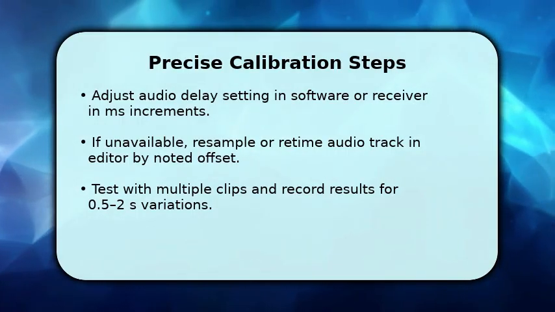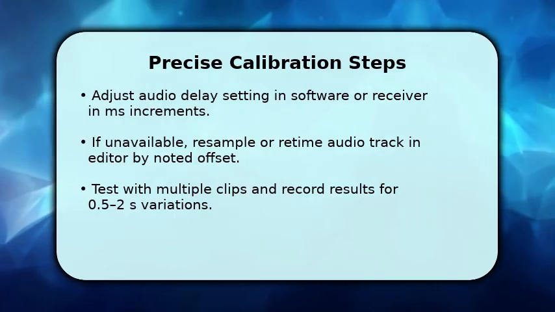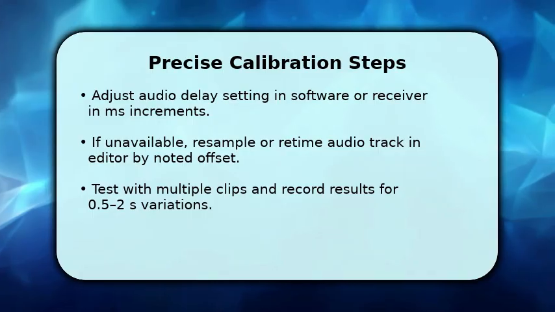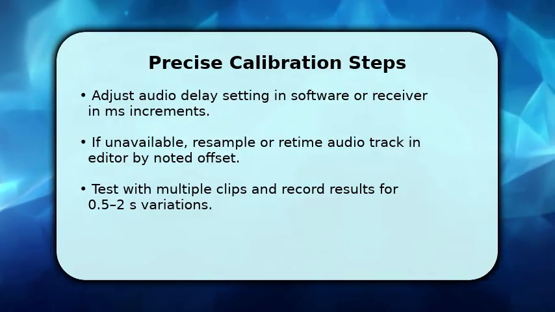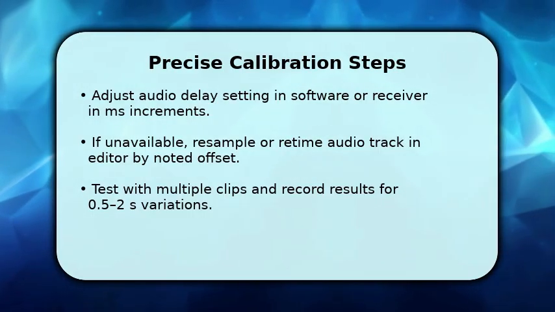Once you have an alignment that looks stable, test with different clips and note whether the offset changes between 0.5 and 2 seconds. This confirms whether the issue is constant or variable.